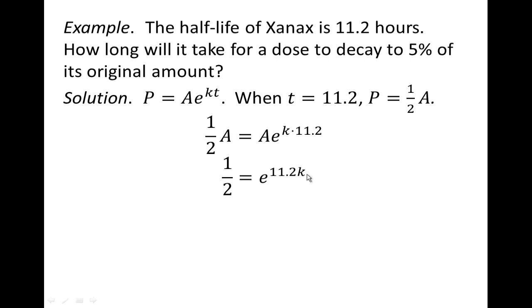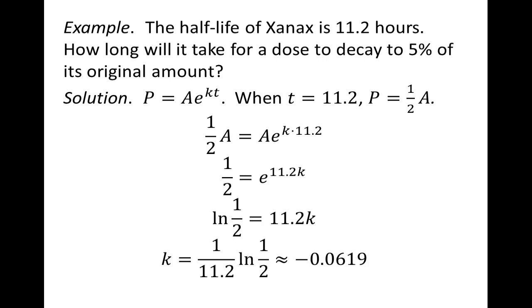So here again, we're finding our relative growth rate. Take the natural log of both sides, divide both sides by 11.2, and we find that our relative growth rate is a decay rate of 6.19%. Okay. So that means that if I took the rate at which the drug level is changing in my body and divided it by the drug level in my body, I would end up with this negative 0.0619. So we're going to put that into our equation.